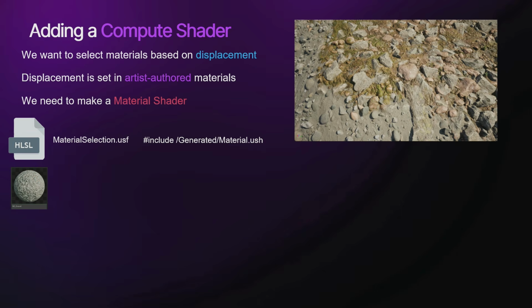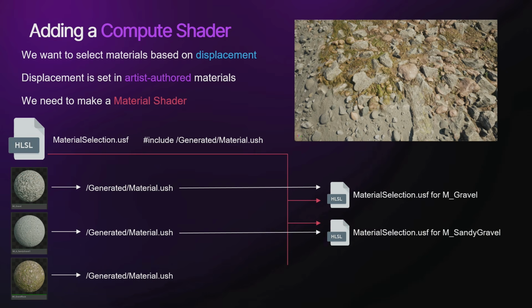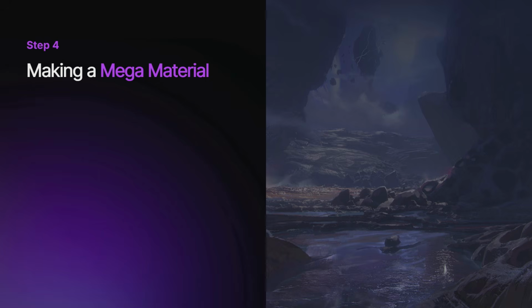So for every material like this that we have, Unreal will compile the material graph into this Material.ush shader. And like I said, we are going to do this for every material that we have. Once we have all of this, Unreal will generate a permutation of our shader with every material that we have to make a specialized version of that shader for every material, like this. And that's the gist of what a material shader is.